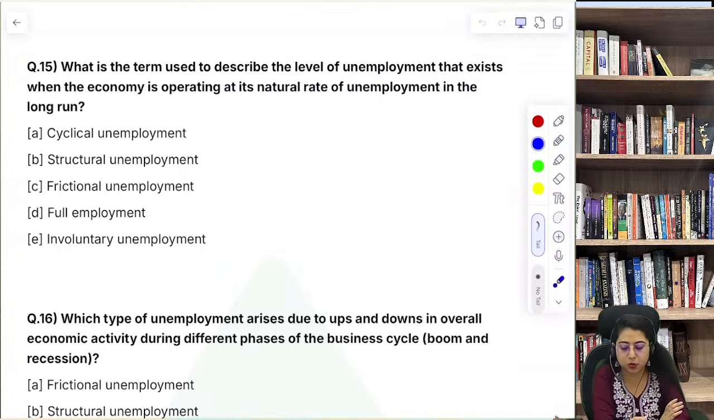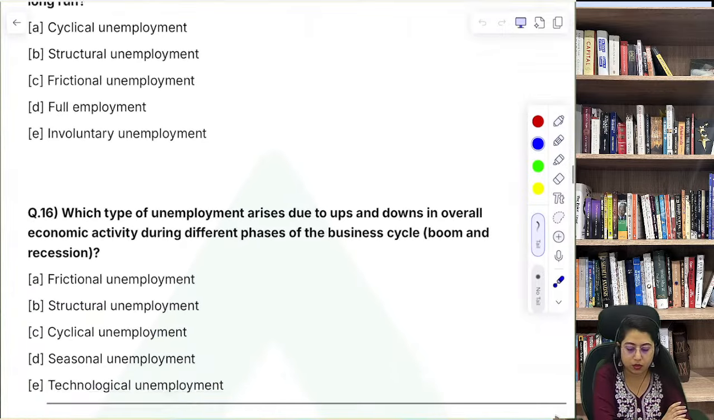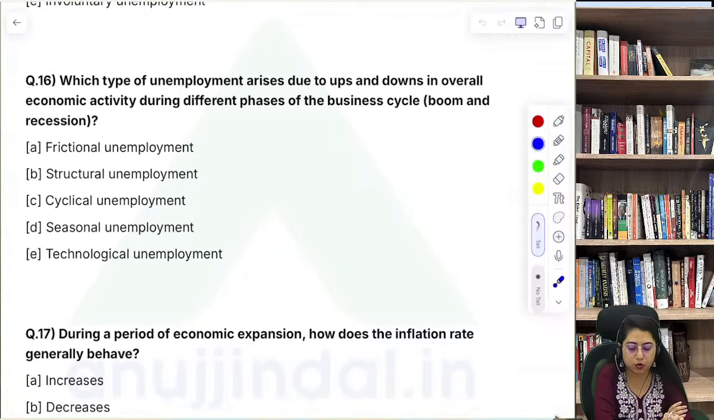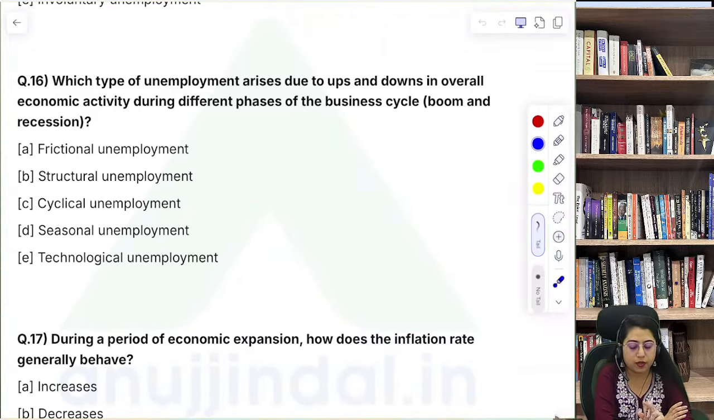Okay, the answer is option number D, that is full employment. Which type of unemployment arises due to ups and downs in the overall economic activity during different phases of business cycle, that is boom and the recession.